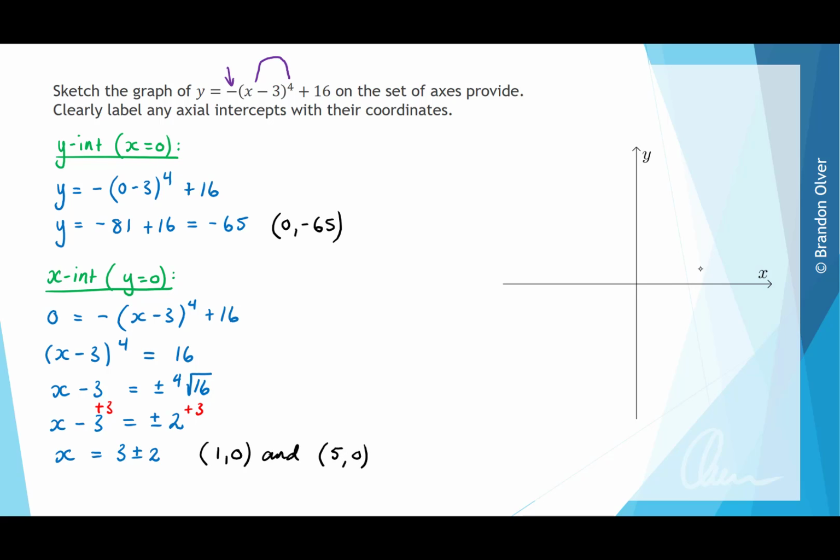On the set of axes, we need to draw the general shape where our key features are in the right positions. So this quartic is going to look something like this. Just like a parabola, we can look at the negative 3 here and the 16 here to determine the coordinates of the turning point. So for this quartic, the turning point is located at (3, 16). The y-intercept down here was at (0, negative 65), and the x-intercepts were at (1, 0) and (5, 0). So that's the graph of this quartic.